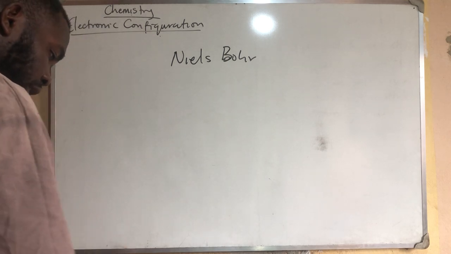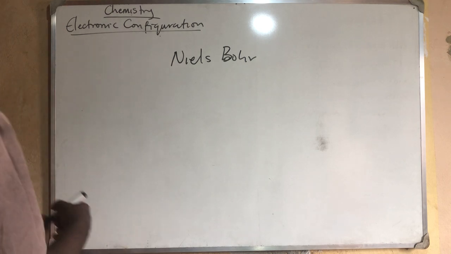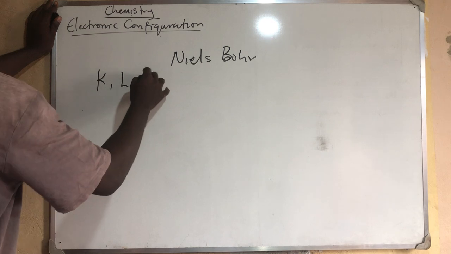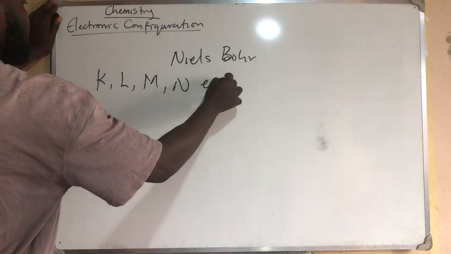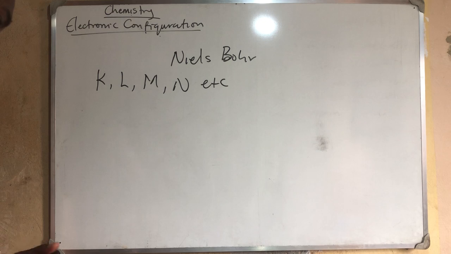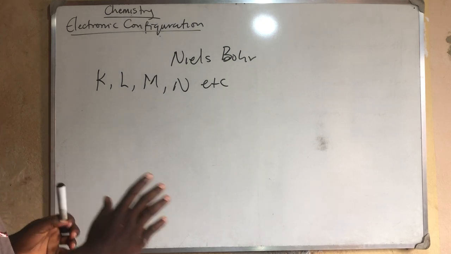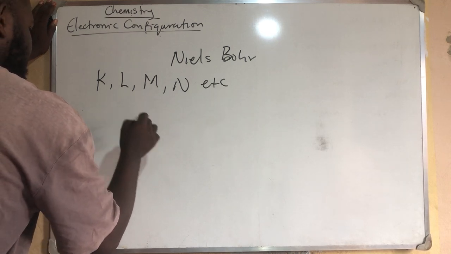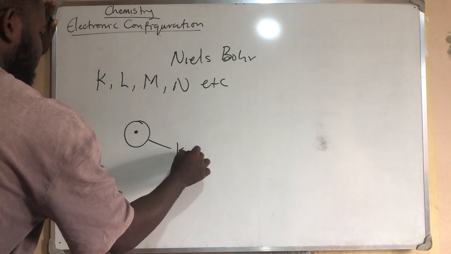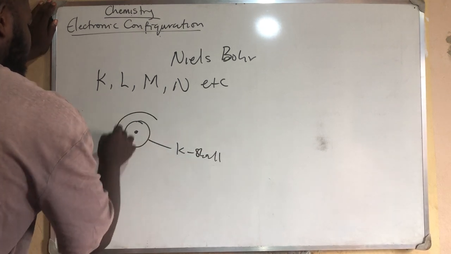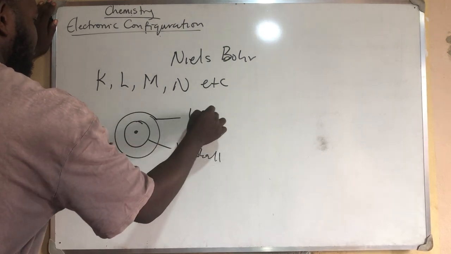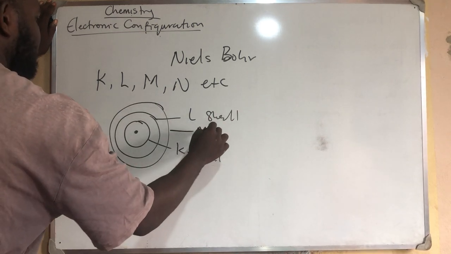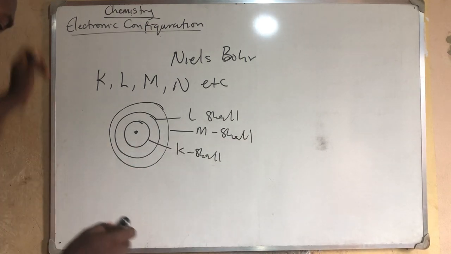The shells are denoted by K, L, M, N, and so on. K shell is the closest. If you have an atom like this, this is the nucleus of an atom. The first shell you are seeing is called the K shell. That is the closest. The next one is the L shell. The next one is the M shell, and so on and so forth.